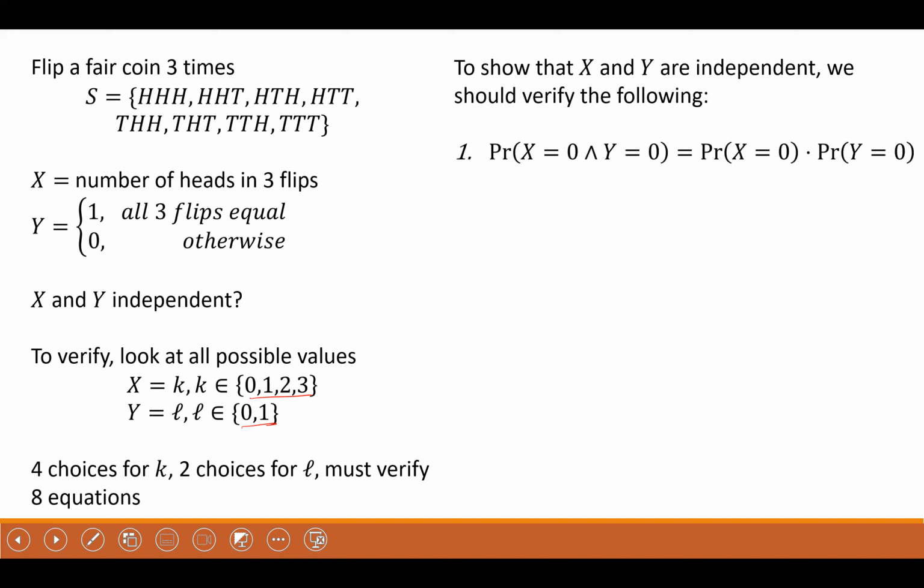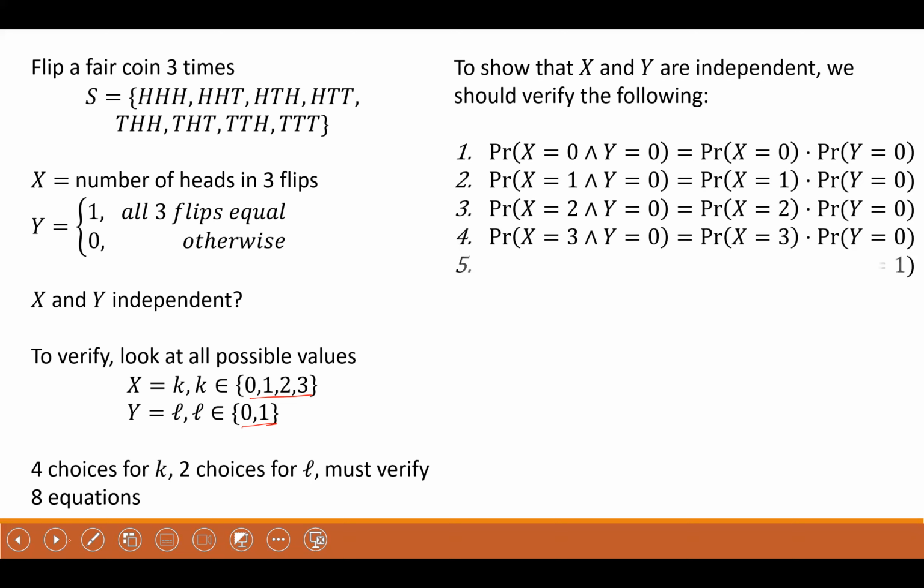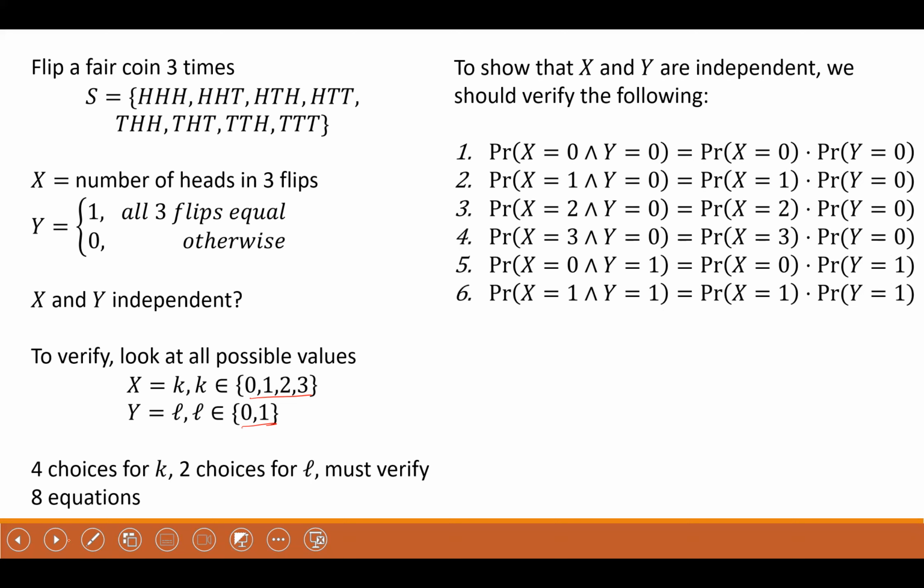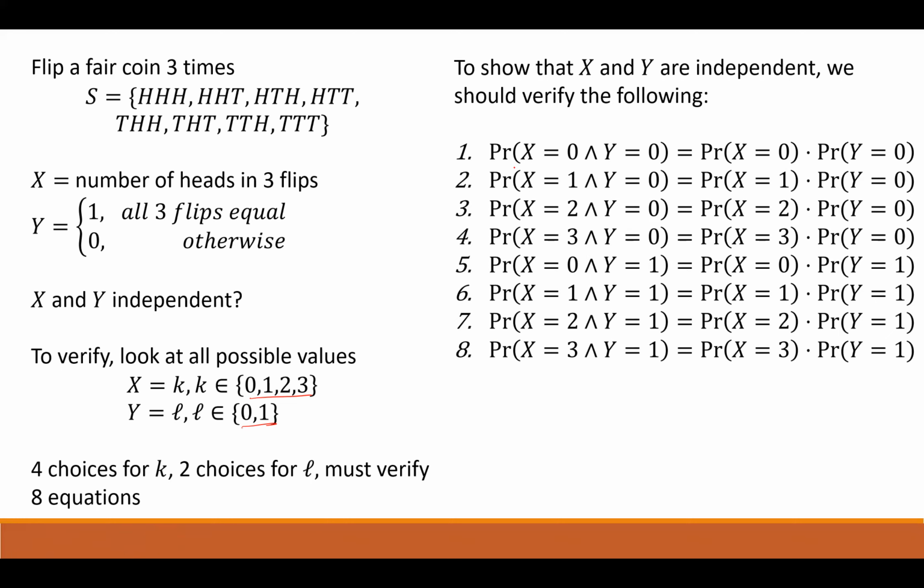Right? So if I wanted to prove that X and Y were independent, well, then I have to take X equals 0 and Y equals 0. Those are 2 events. I have to prove that those 2 events are independent. And then I'm going to stick with Y equals 0 for a while and look at all possible values of X. So X equals 1 and Y equals 0. Those also have to be independent. Y equals 0 and X equals 2. Those also have to be independent, and so on and so forth.